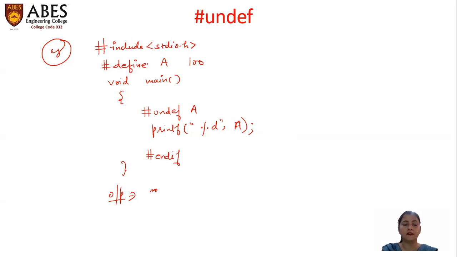In this example, I have defined a macro A whose value is 100. Now, if I write #undef A, it will undefine this macro A, and here we have printed the value of A. So it will print a garbage value, or it can give you an error, because here we have undefined this macro A.